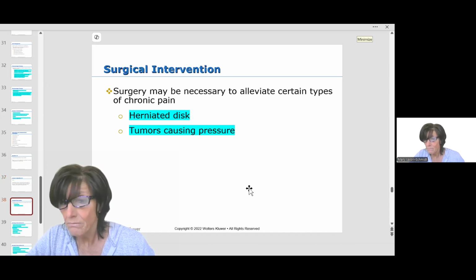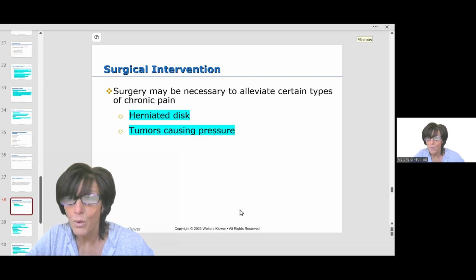And then we can do surgery. So hang on one second. I'm going to have to pause for a moment.